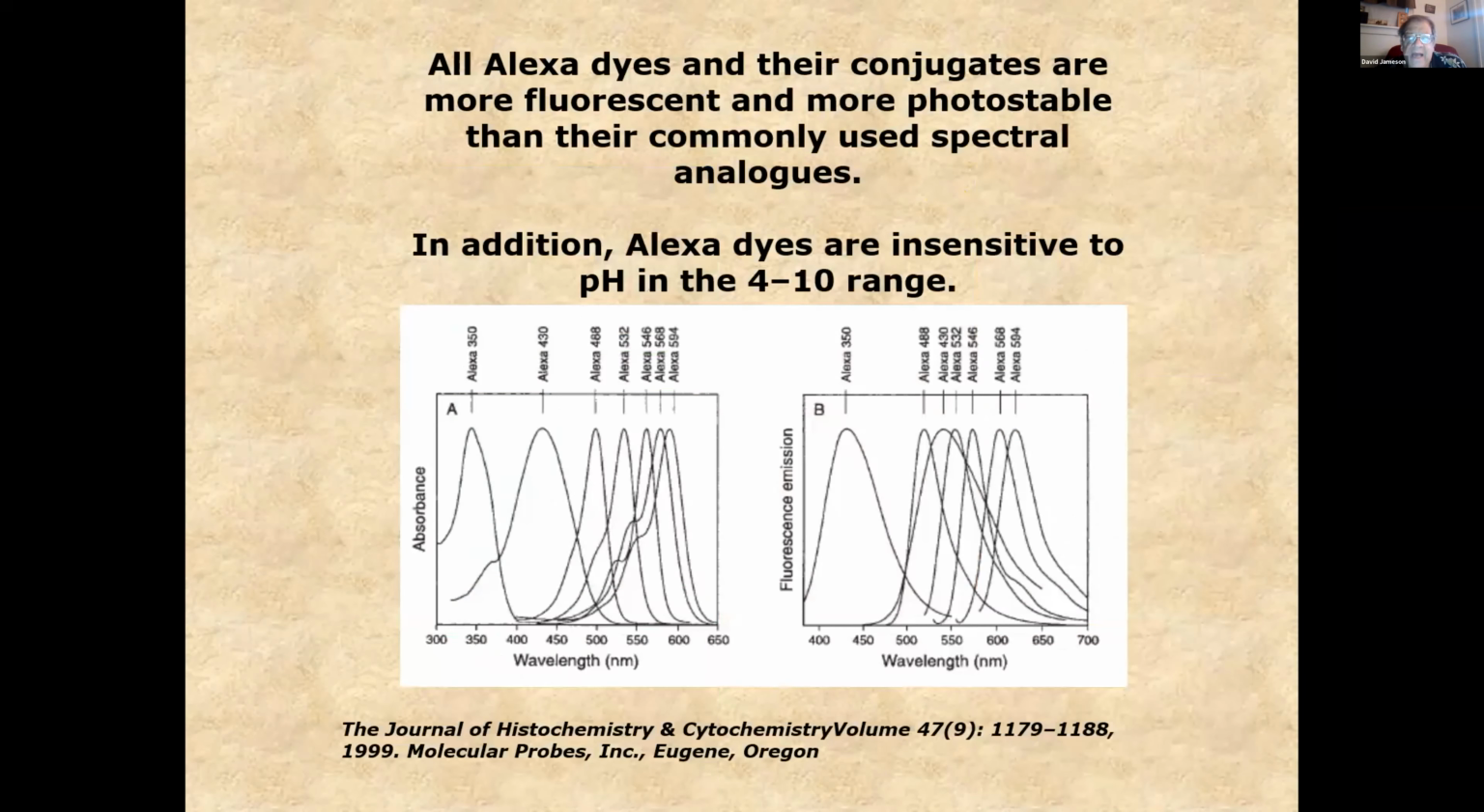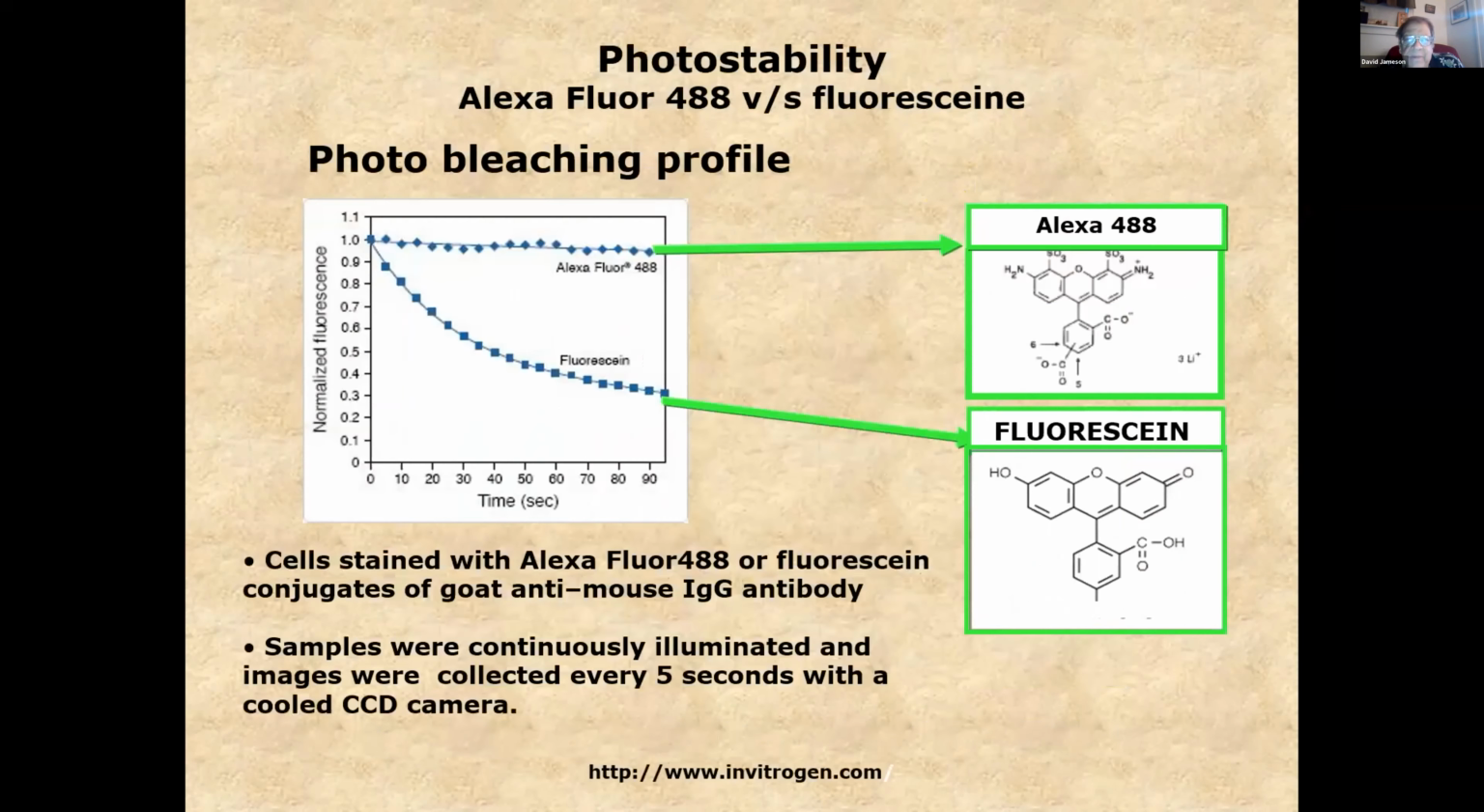So all Alexa dyes are more fluorescent, more photostable than the spectral analogs they're based on. And they have a very wide range of absorption and emission. This shows the photobleaching profile. I think that was in the original paper for fluorescein, which bleaches very rapidly, especially under a microscope, but the Alexa is much more photostable.